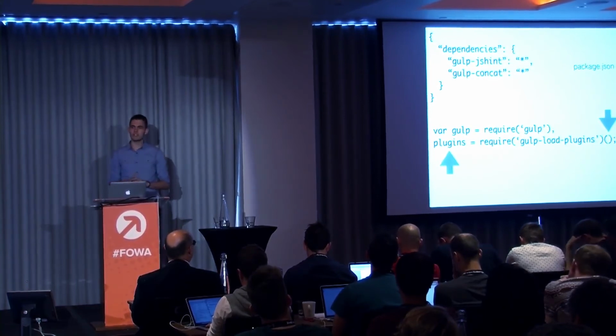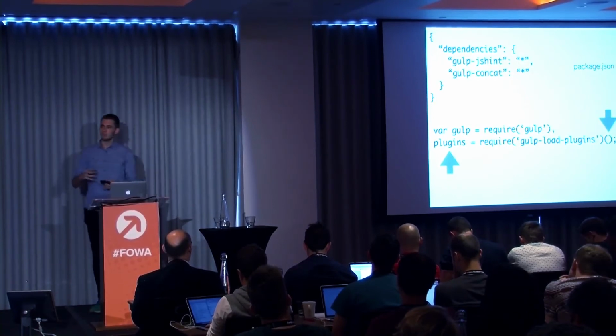What Gulp load plugins does is it goes through your package.json, it passes all those dependencies, it pulls out the ones that are Gulp plugins, and it will do the require for you. And what this means is you create this variable called plugins, and Gulp load plugins will then populate that plugins variable with all the plugins that it's found from your package.json. Now that does mean when you use the plugins, you have to put plugins dot in front of them rather than just calling them directly, but it does save you having to manually require them.